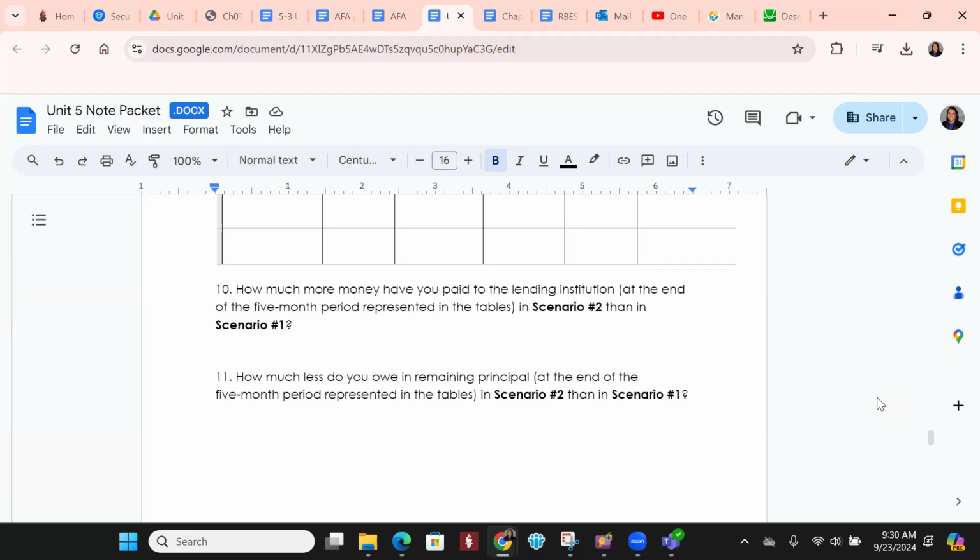Right, so how much money have you paid to the lending institution at the end of a 5-month period represented by the table? Well, remember, we're doing $2,000 each month for 5 months. And that's going to be 1,000.